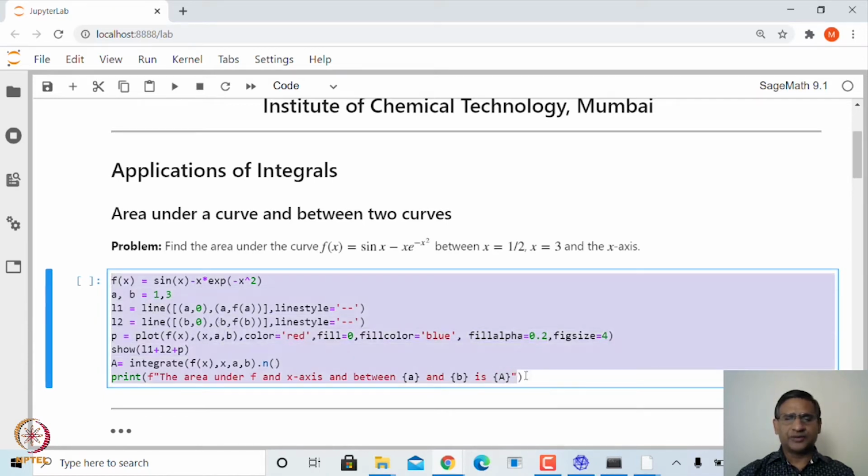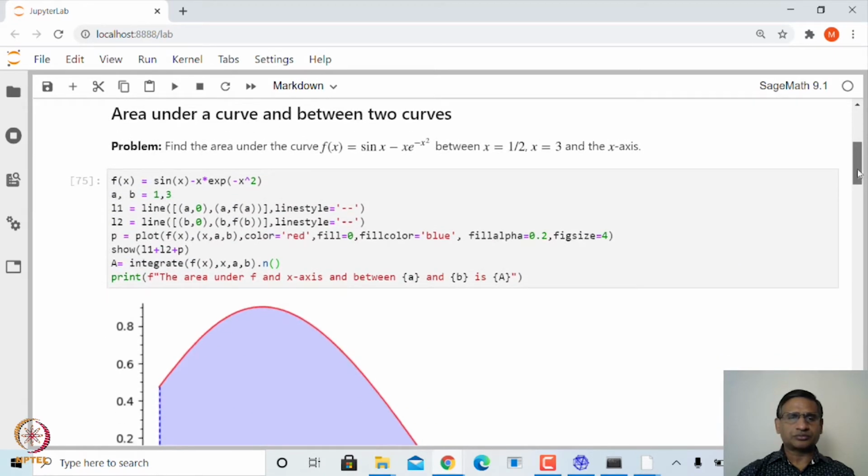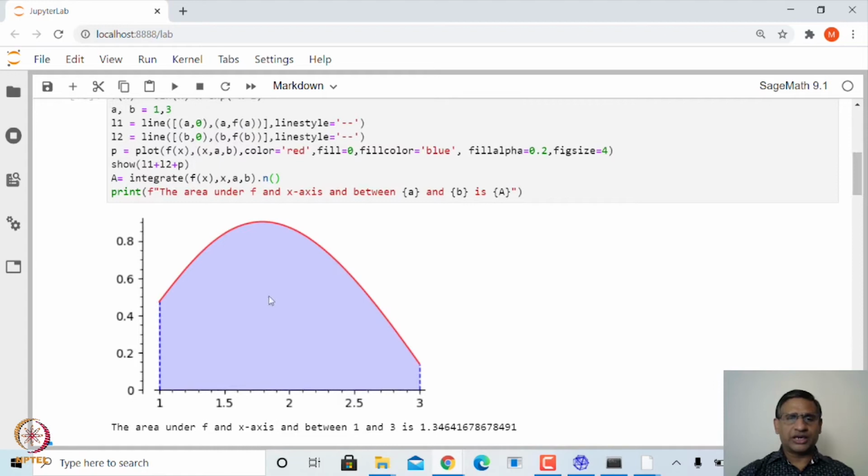You are defining the function, then you define the area as an integral of f(x) from a to b and take the numerical value, and then plot the graph of the function, plot the graph of the two lines x equal to a and x equal to b in dotted style, and then print the actual area. That is what you can see here. That is the area under this curve plotted as a shading, and the actual area in this case is 1.3461 and so on.